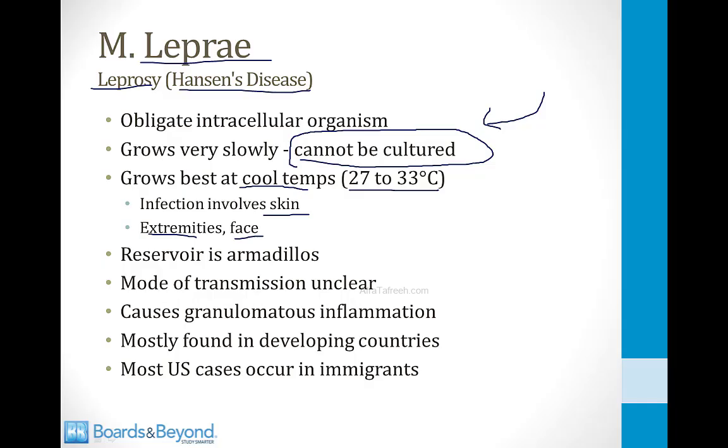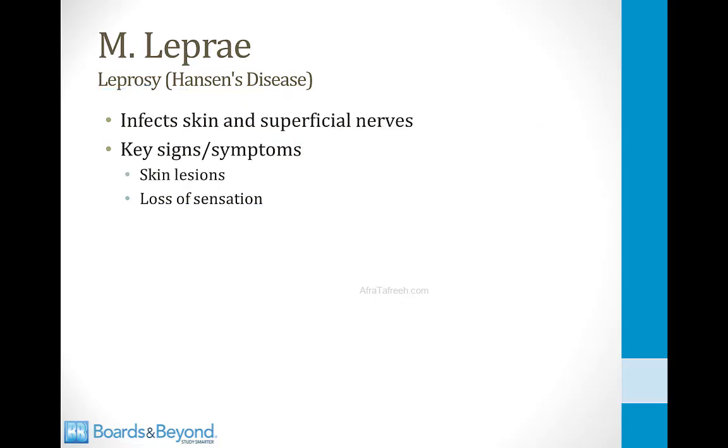The reservoir in the environment is armadillos, and the mode of transmission to humans is unclear. It causes granulomatous inflammation, which is easy to remember because it's a mycobacteria, and you know that tuberculosis causes granulomatous inflammation. And it's mostly found in developing countries. Most U.S. cases occur in immigrants. So when you think of Mycobacterium leprae, always think of the skin and the superficial nerves, because the symptoms of this disease always include skin lesions and a loss of sensation. That's because it likes to infect the skin and those cool nerves that are just underneath the skin.